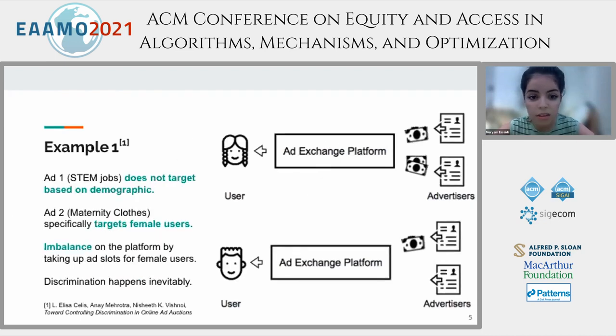So in this example, which appeared in a lot of prior work, we show that even though STEM jobs are fair, the outcome is unfair. This is because the first ad, STEM jobs, does not target based on demographic, but the second ad targets female users. And so this creates competition for female users. And this leads to imbalance in the platform because a lot of advertisers are going to want these slots and the price for this is going to be higher. And so STEM jobs are not going to win any slots for female users. And so discrimination happens inevitably.